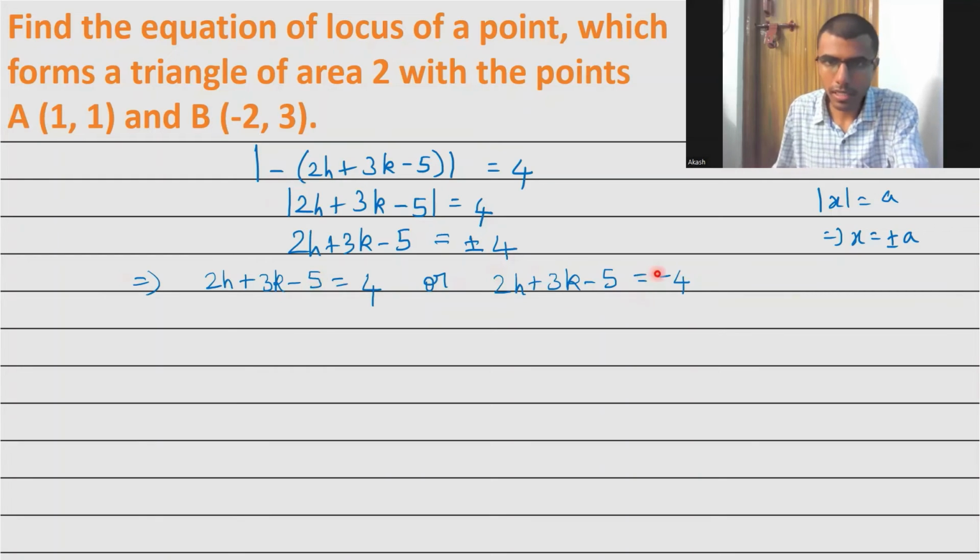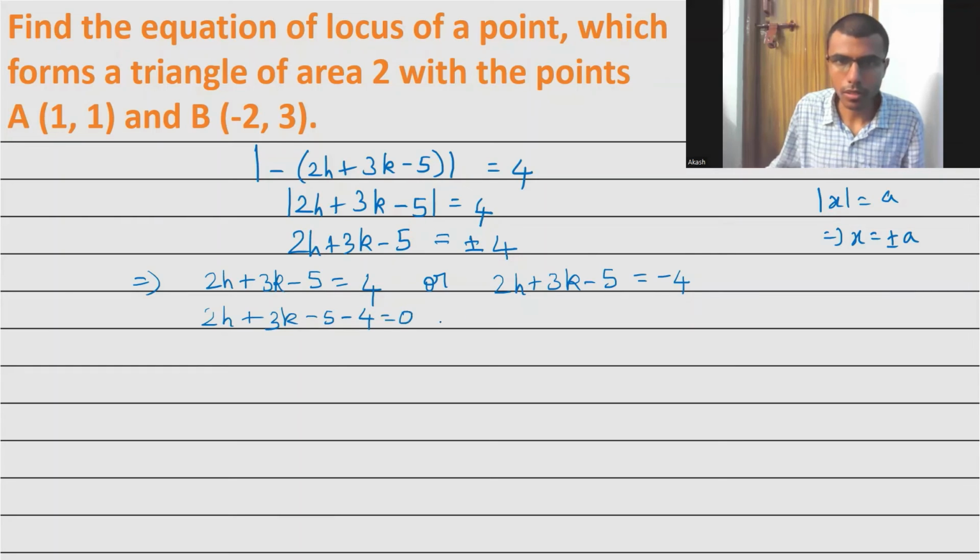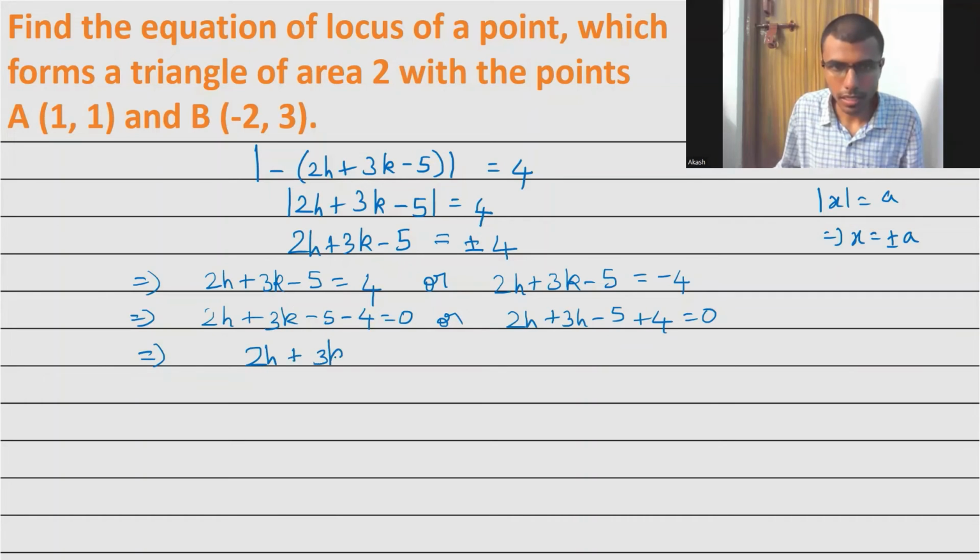Now send this 4 here and send this minus 4 here. So we have 2h plus 3k minus 5 minus 4 is equal to 0, or, okay, let me continue: 2h plus 3k minus 5 plus 4 is equal to 0. Now this implies that 2h plus 3k minus 4, minus 5 minus 4 is minus 9. Minus 9 is equal to 0.